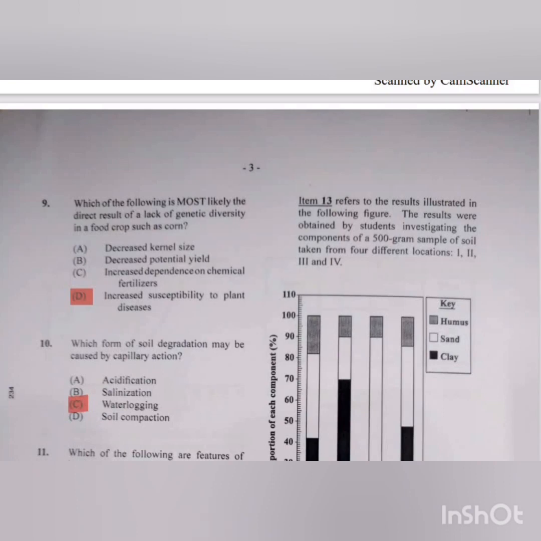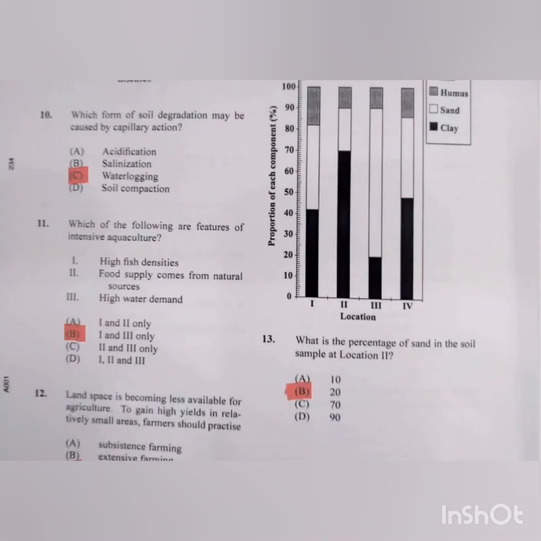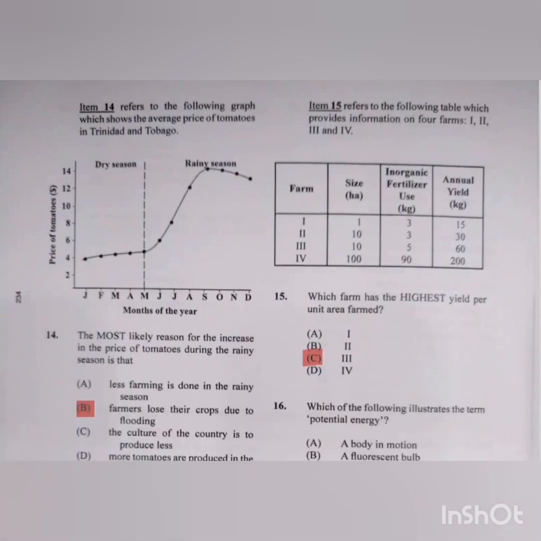Item 13 refers to the results illustrated in the following figure. The results were obtained by students investigating the components of a 500-gram sample of soil taken from 4 different locations. What is the percentage of sand in the soil sample at location 2? The answer is B. 20. 14. The most likely reason for the increase in the price of tomatoes during the rainy season is that B. Farmers lose their crops due to flooding.